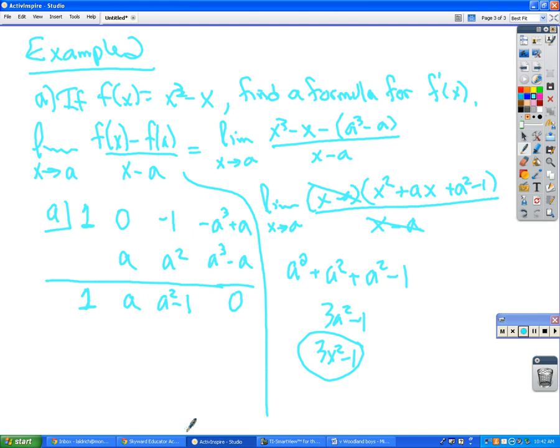You just put a in and then you put x back in. Really, you could get to here and put in x's instead of a's if you wanted to.